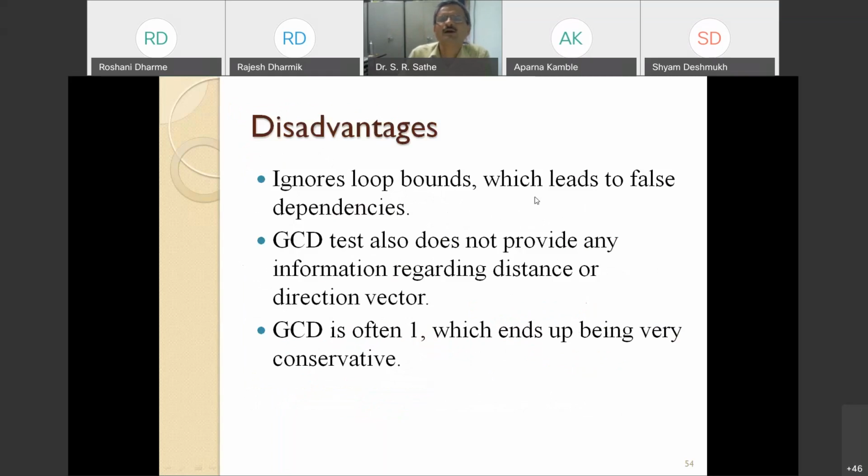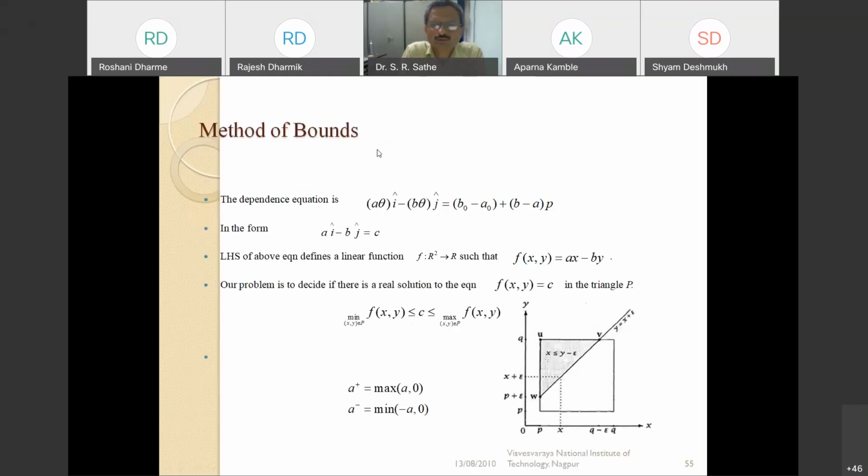When there is no dependency, we are forced to assume dependency. But therefore, the GCD test is just applied first. If it does not succeed, there is no question of any dependency, and the later analysis is not required at all. Okay. It does not provide any information regarding distance or direction vector, and GCD is often very conservative. If the GCD is 1, it is going to divide any integer. So we will assume that there is a dependence when there may not be a dependence, and therefore we have a method of bounds.